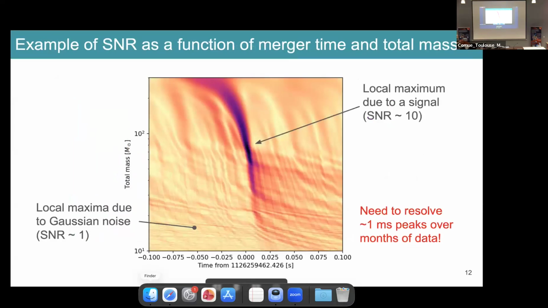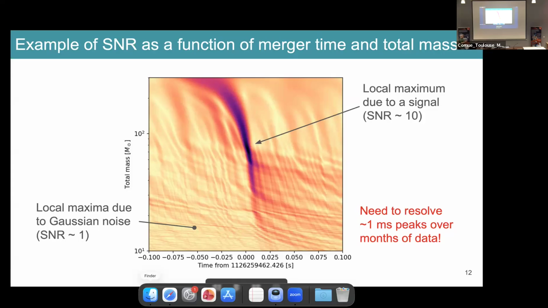This is an example of what the SNR looks like as a function of the merger time of a candidate signal and the total mass of the template. So you see, far from signals, this SNR fluctuates around 1, as I explained. And sometimes you see a peak. And here you have actually one of the BBH mergers that we detected. And you see that this produces a very large peak in this surface, basically. And of course, you have all the other parameters. You have the two masses, the spins, and so it's a multidimensional surface, which is very complex.